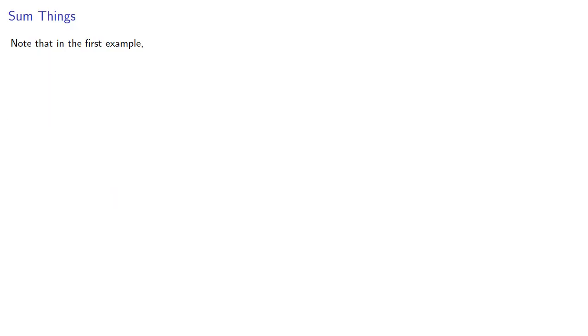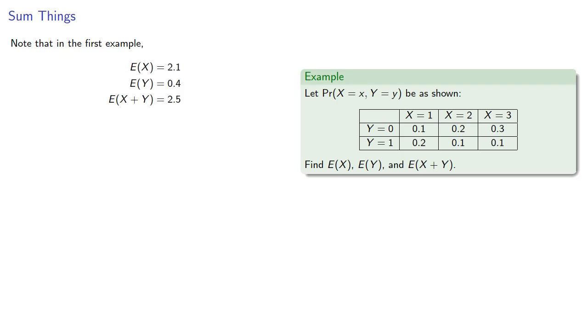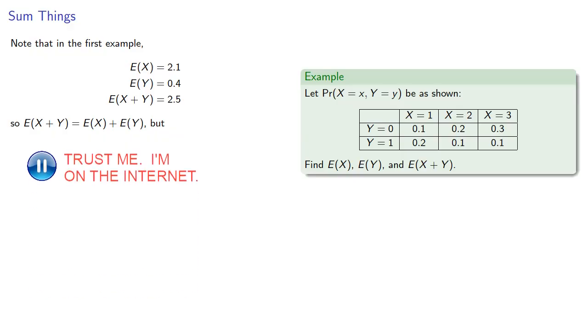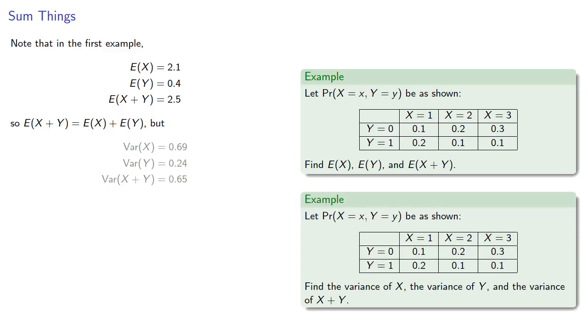And at this point, note that in the first example, we found the expected value of x, y, and the expected value of their sum, and the expected value of the sum was the sum of the expected values. But we also computed the variance of x, y, and the sum, and the variance was not the sum of the variances.